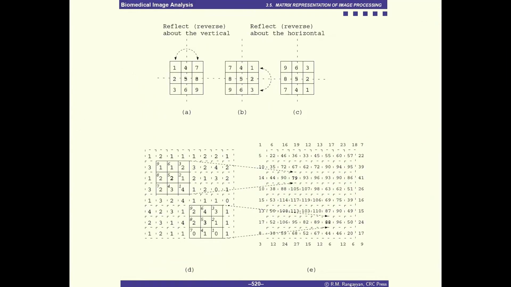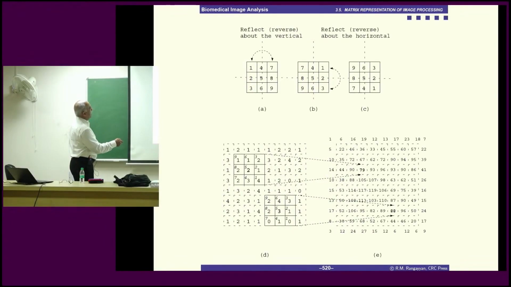So here we have an example with some numbers. I just put some numbers there, and this is the point spread function. You reverse it. So 7, 8, 9 comes this way, 1, 2, 3 goes that way, and then you flip vertically. This 9, 6, 3 goes there, and 7, 4, 1 comes here. So this is the reversed or reflected point spread function.